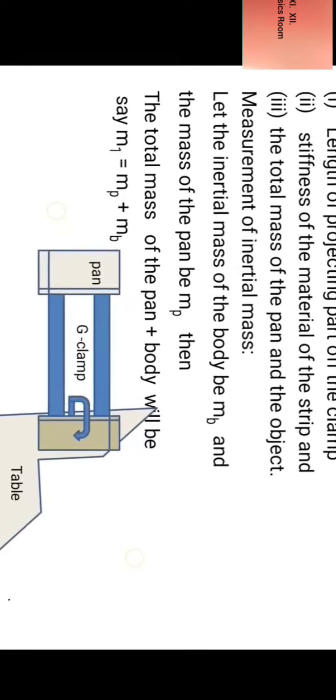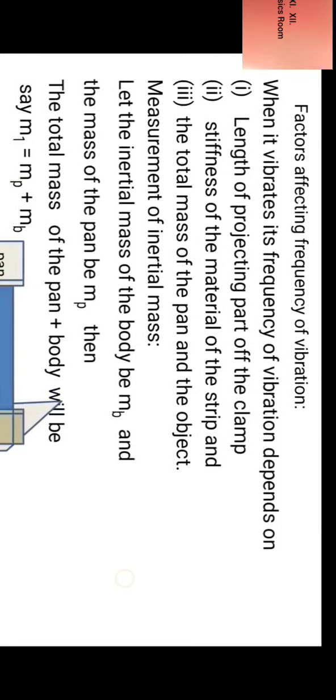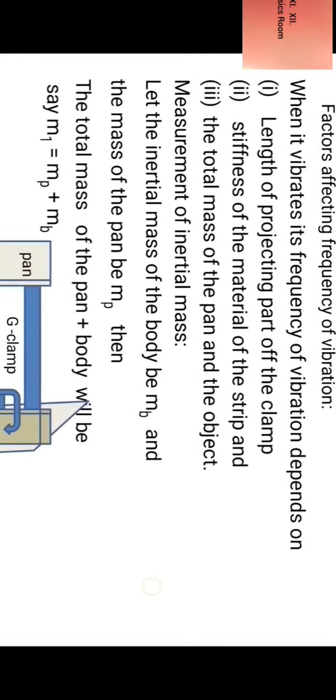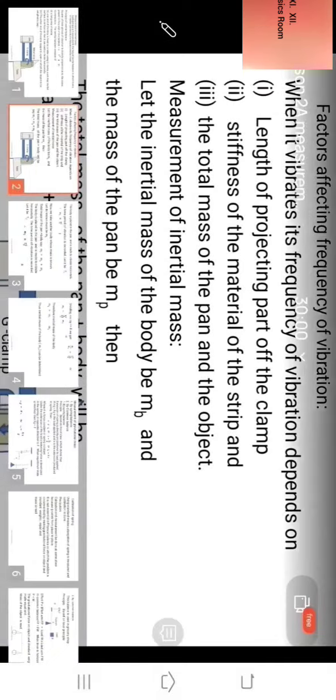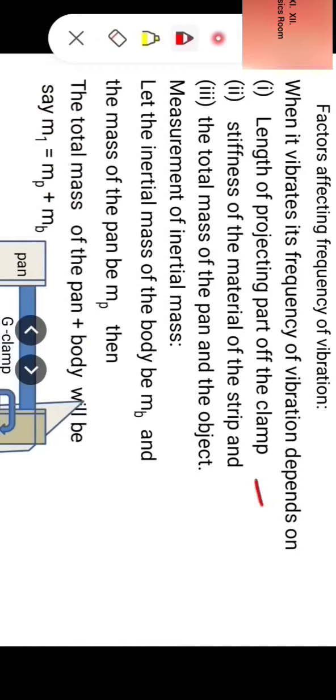Now, what are the factors affecting the frequency of vibration of the inertial balance? When it vibrates, its frequency of vibration depends upon number 1, the length of the projecting part of the clamp; number 2, the stiffness of the material of the strip; and number 3, the total mass of the pan and the object.